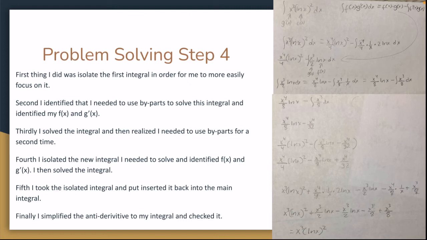After simplifying, this leaves me with x to the 4th over 4 times the natural log of x squared minus the integral of x cubed over 2 times the natural log of x dx. Once again, I realize I will need to use by parts again, so I identify g prime of x to be x cubed over 2 and f of x to be natural log of x.